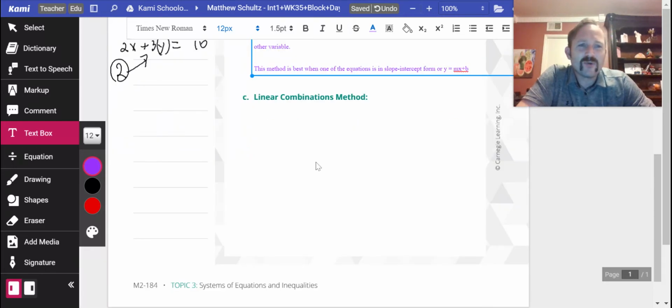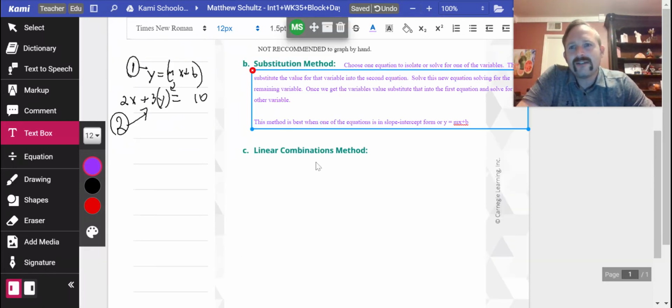All right, linear combinations method. Now, this is my new favorite one. I used to not like it as much. When I really first taught this in like 8th grade, I didn't like it as much. And now I'm like, ooh, I like it now.